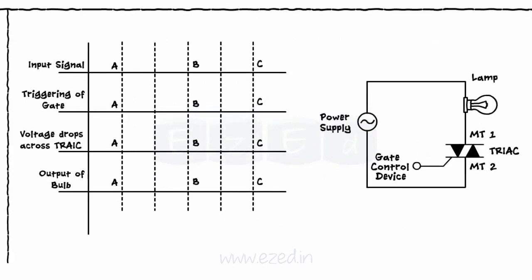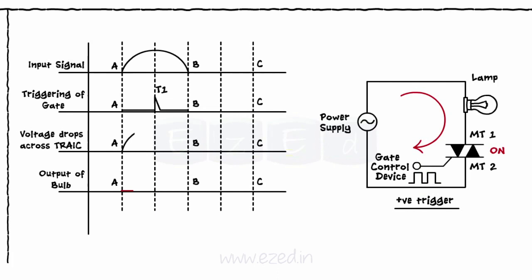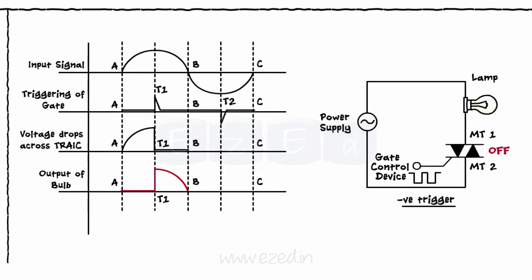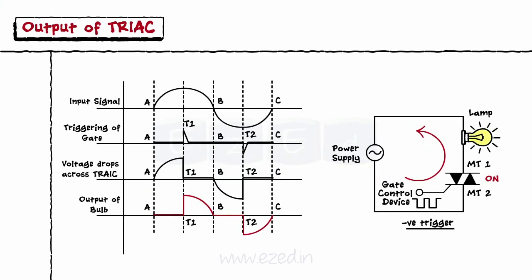Let's apply the gate trigger at the peak of the input cycle. The TRIAC switches on immediately and conducts for the remaining cycle. Thus, the bulb glows for more duration than the previous one and with more intensity too. When the negative gate pulse is applied at the negative peak of the input cycle, only the current direction reverses, but the bulb glows with the same intensity.